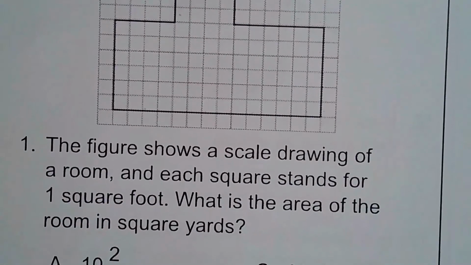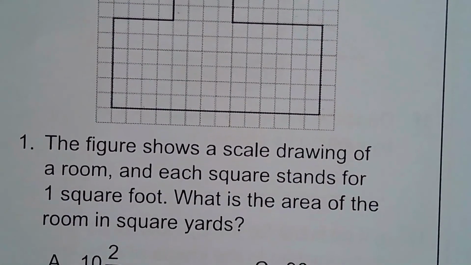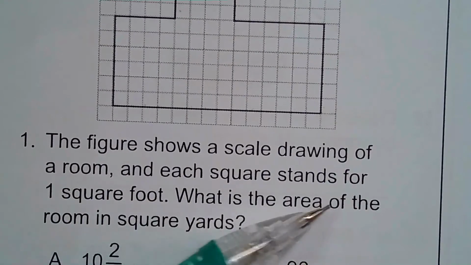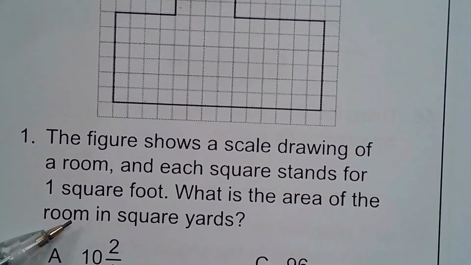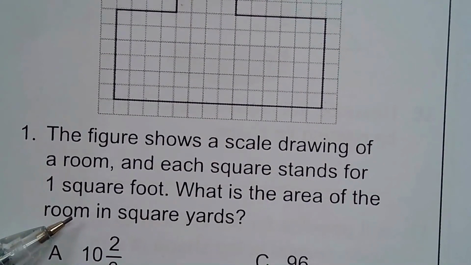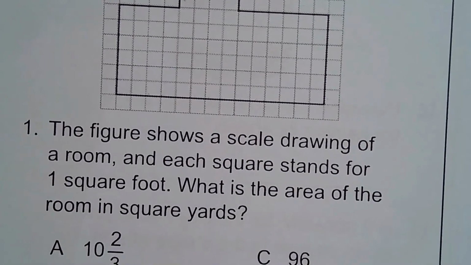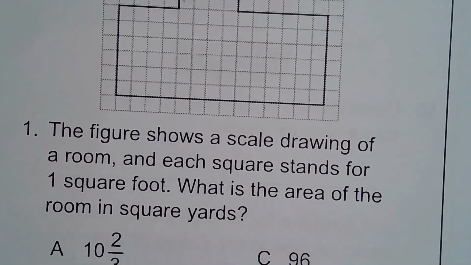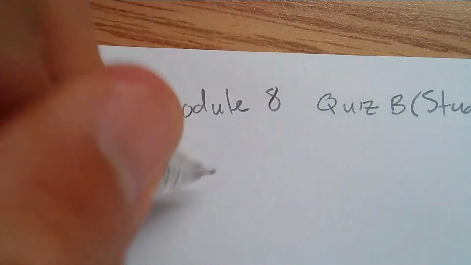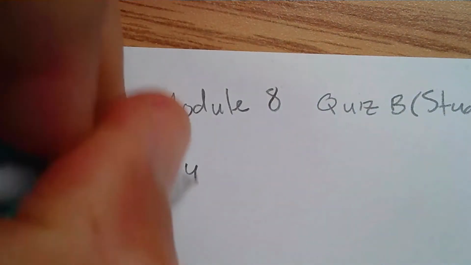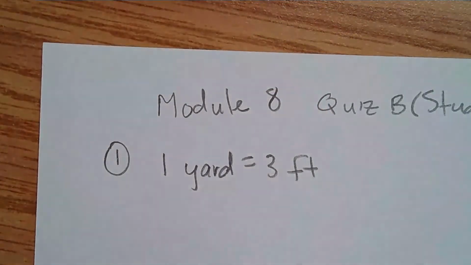So the figure shows a scale drawing of a room, and each square stands for 1 square foot. What is the area of the room in square yards? So first off, what we need to know is the difference between a square foot and a square yard. We need to know that 1 yard is equal to 3 feet.